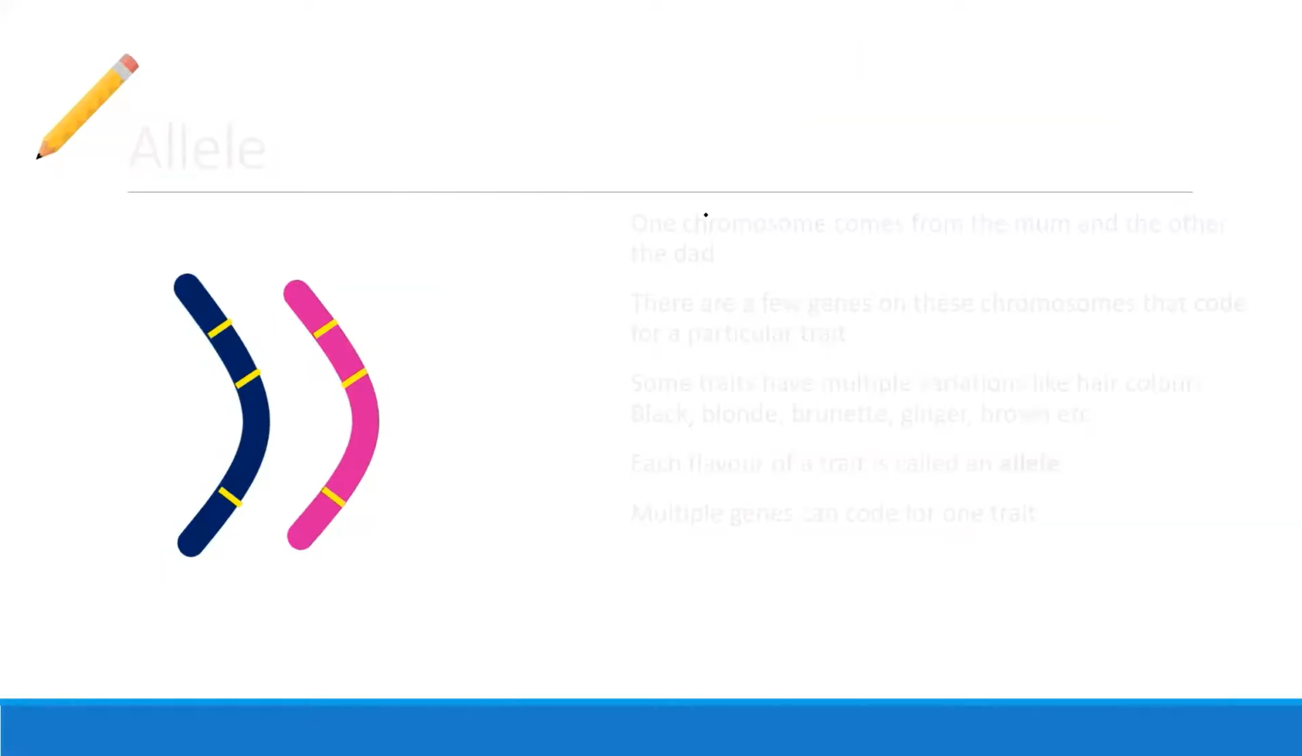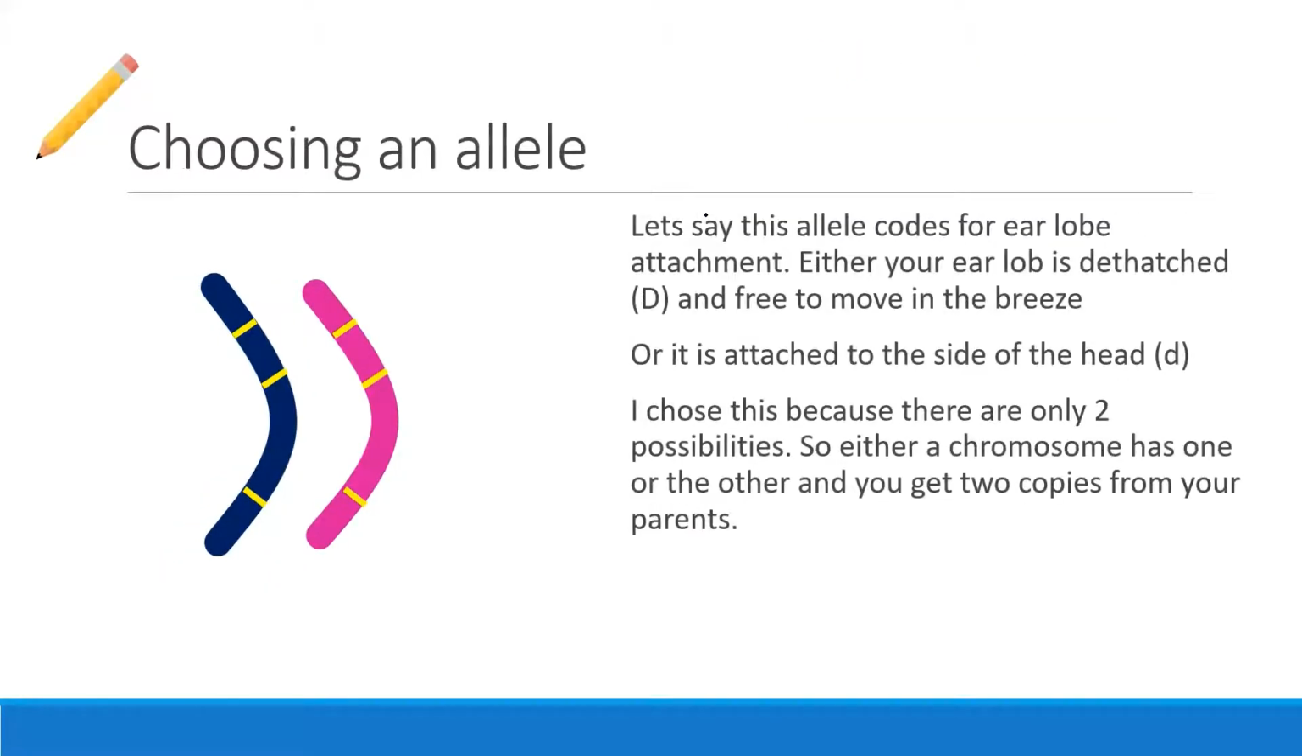Cool. So let's take these two alleles, and I'm going to talk about one particular trait. Let's say these parts of the DNA. Let's say this allele codes for earlobe attachment. Now, when you have your earlobes, and I'm sure some of you are probably fiddling with your earlobes right now, either your earlobe is detached and free to move in the breeze, or it is attached to the side of your head. So it's either detached or attached.